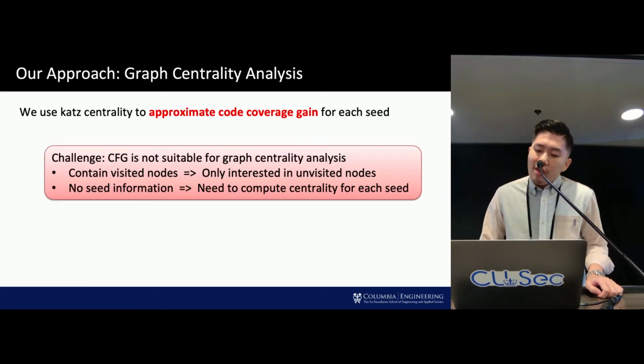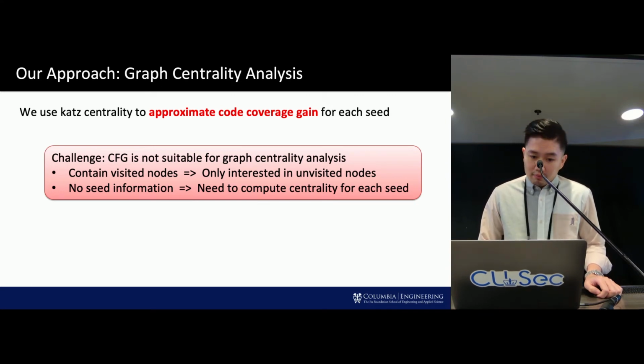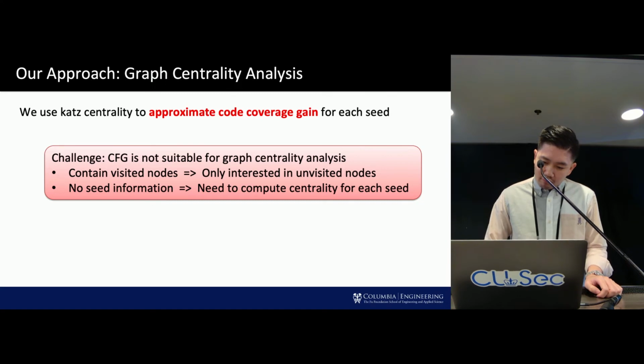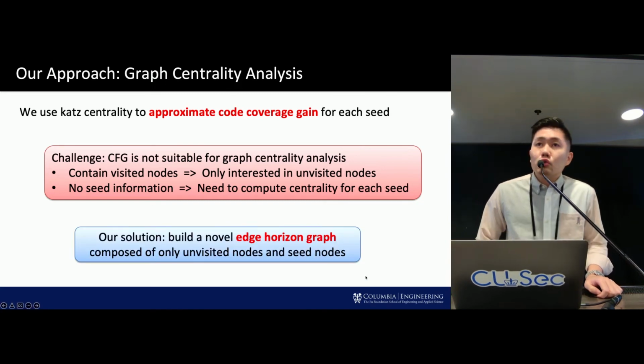However, there's still one challenge. The conventional CFG is not suitable for graph centrality analysis because it contains visited nodes, while we are only interested in unvisited nodes, because in fuzzing, our goal is to explore unvisited nodes. Second, there is no SID information in the conventional CFG, but we need to compute a centrality score for each node, for each SID. Our solution is to build a novel edge horizon graph composed of only unvisited nodes and seed nodes.